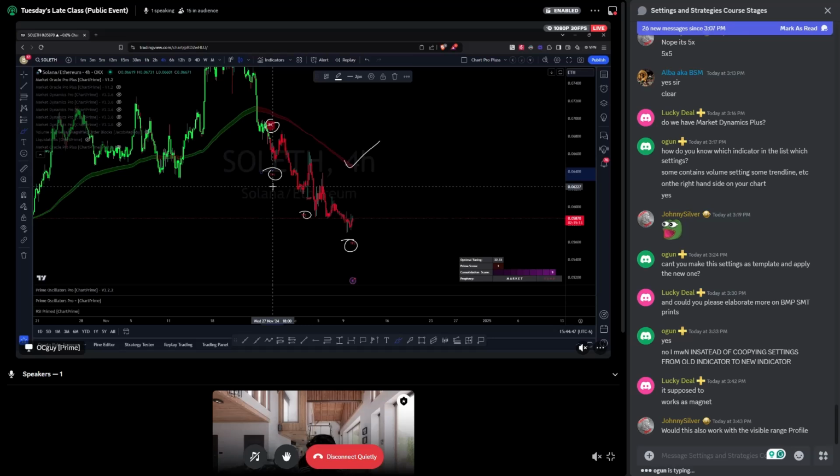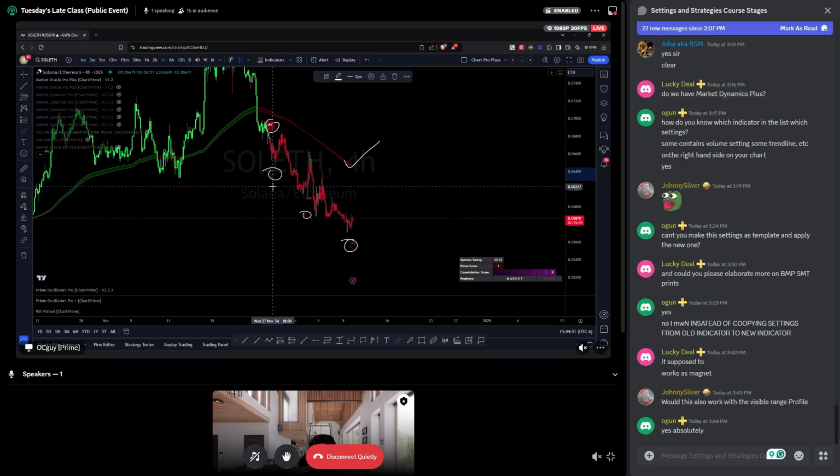With visible range profile. Well, you are talking about a volume profile. Yes, but you will be using that volume profile to plot shelves or areas of volume which act as support and resistance. So it will not work the same way, but it will follow the same theory, bouncing off high volume areas. So yes, perfect.